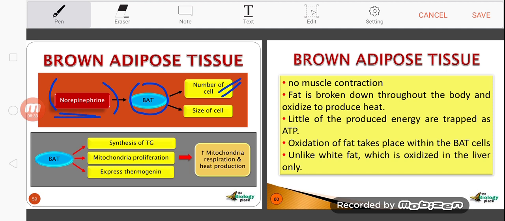Simpler analogy. What else? When norepinephrine is present, it will have an effect on BAT in terms of the BAT increasing in size of the cell, becoming more fattening. Okay, so what else inside BAT? This BAT will synthesize TG, triacylglyceride, lipid, right? Synthesis of triacylglyceride.